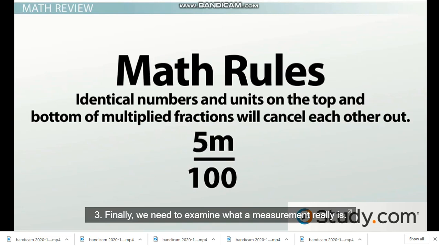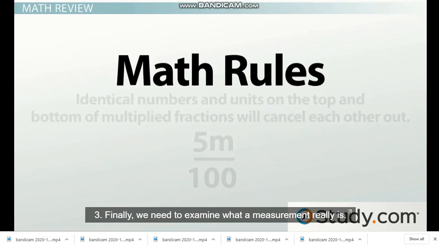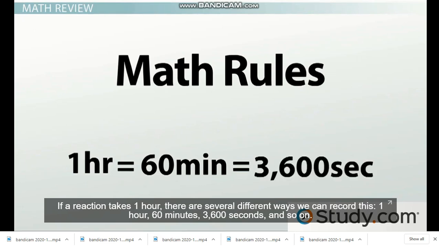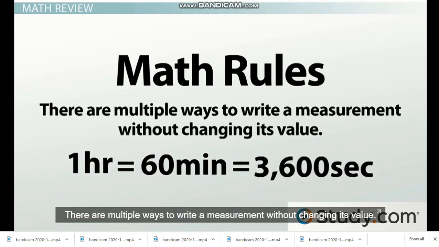Finally, we need to examine what a measurement really is. If a reaction takes 1 hour, there are several different ways we can record this: 1 hour, 60 minutes, 3,600 seconds, and so on. There are multiple ways to write a measurement without changing its value.